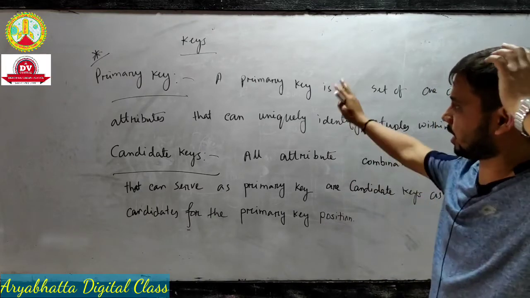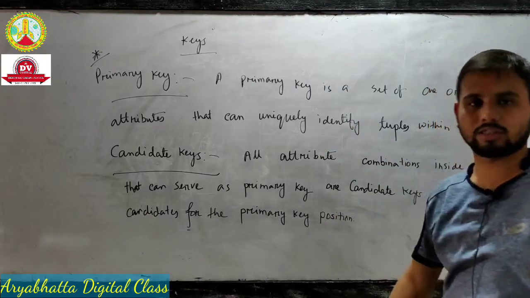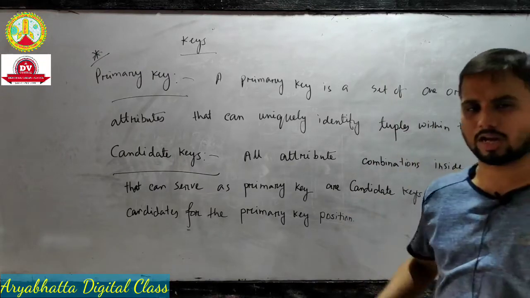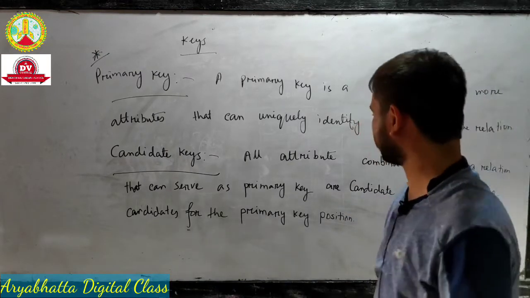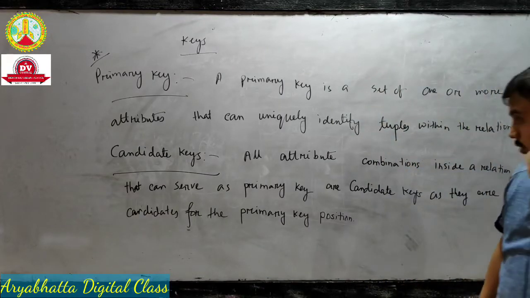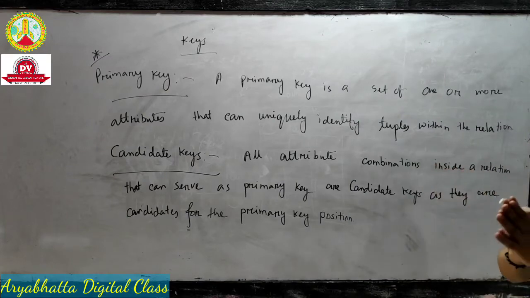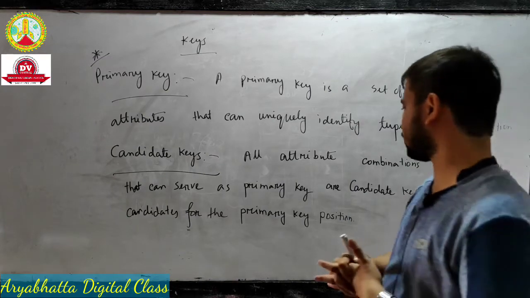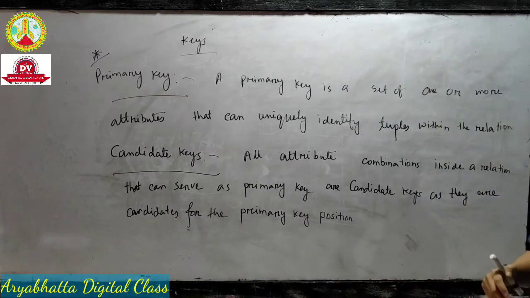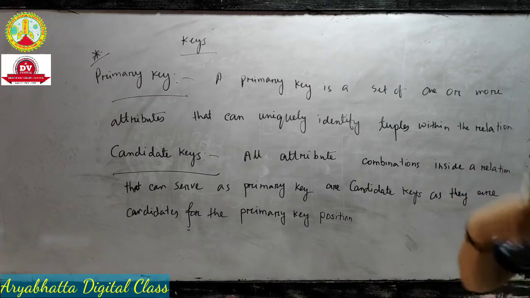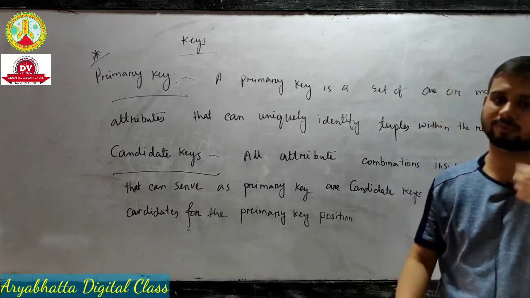Then you have to write the definition and give an example. Example means you have to create a table and show. I will show you how it is working. Okay, see. So what is a candidate key? A combination of attributes inside the relation that can serve as a primary key are candidate keys, as they are candidates for the primary key. Means they are the candidates for the primary key.